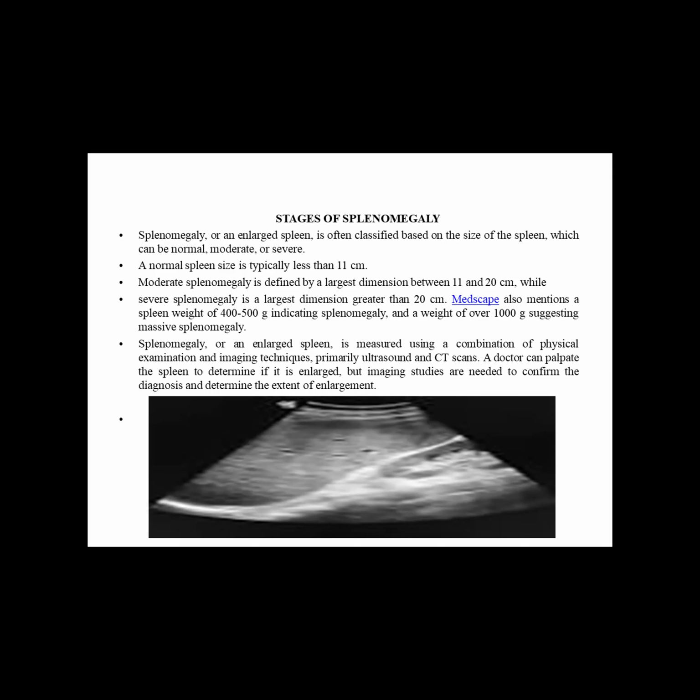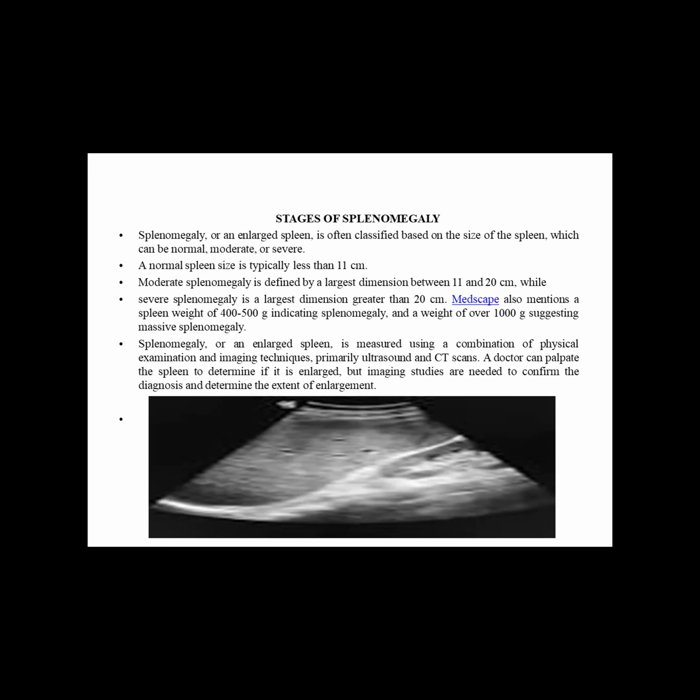Once the measurement is taken by the sonographer, and it is found that your spleen is within the range of 11 to 20 centimeters, so once your result comes out and your spleen is within this 11 to 20 centimeters, what you are looking at here is moderate splenomegaly.